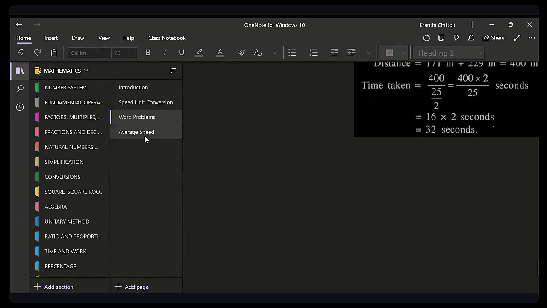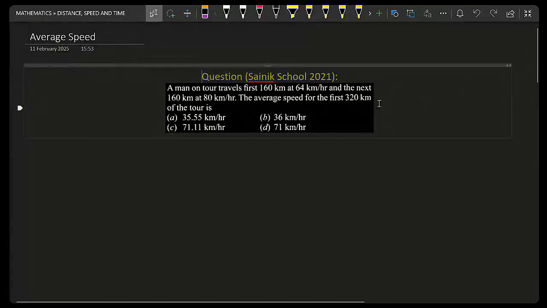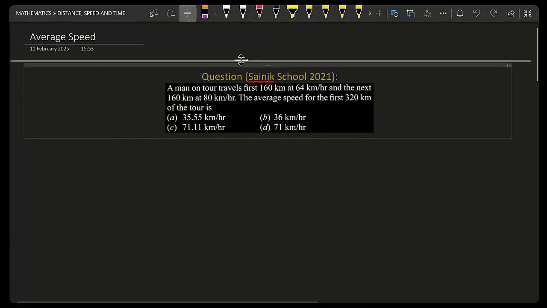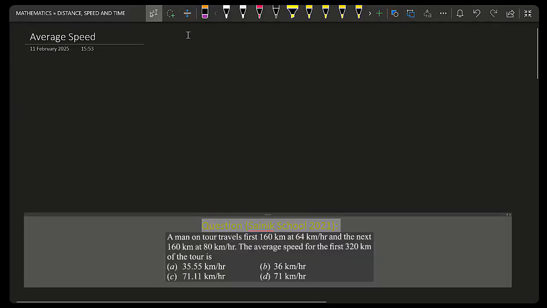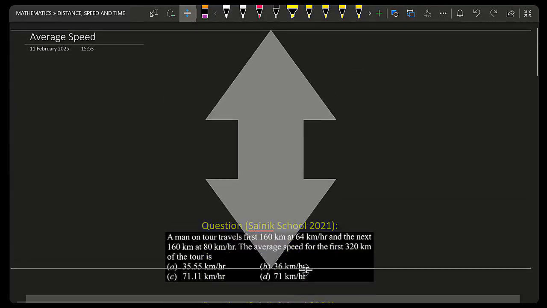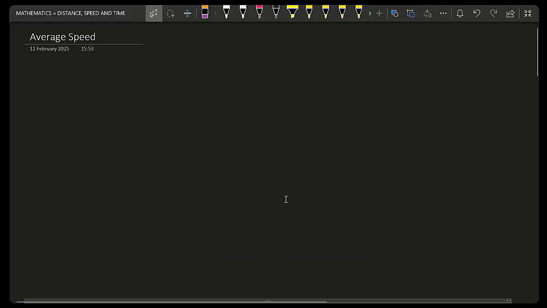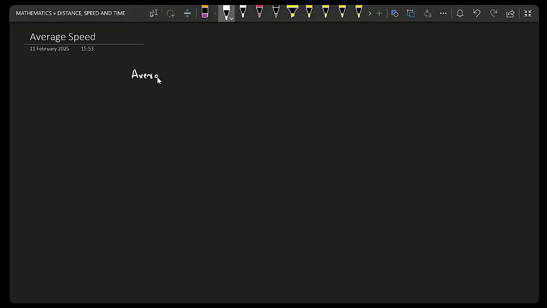Next, an important concept I'm going to discuss is called average speed. People will think that this has a relationship with the average chapter. No relation at all. Average chapter is different and average speed is different. Some people do this: when two speeds are given, they take the sum of the speeds by the number of speeds. That is the wrong answer. Average speed has some other meaning. Average speed means, in the overall journey, what speed is maintained?